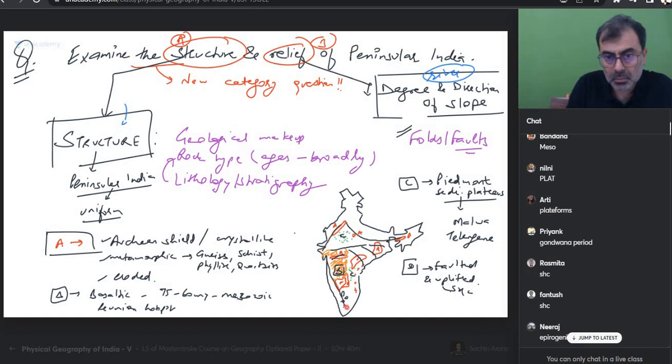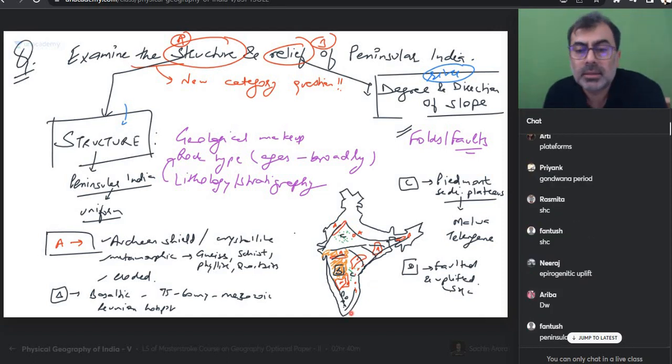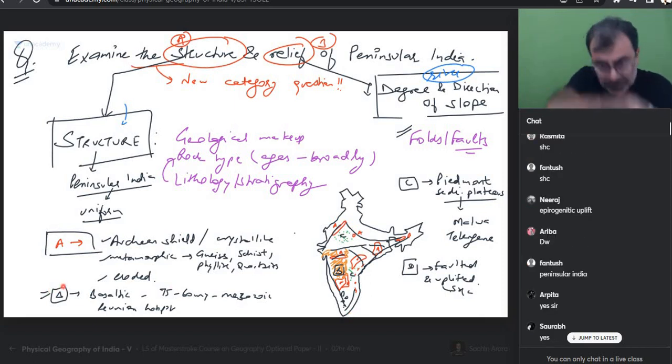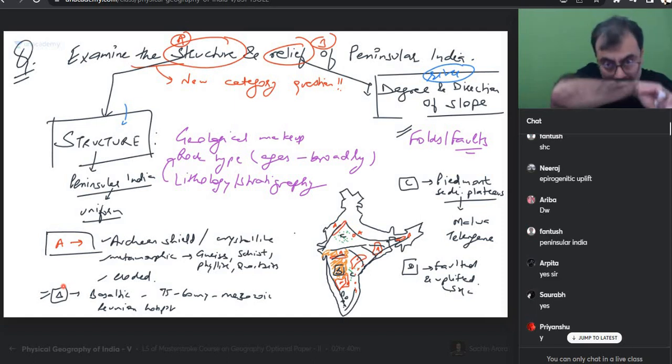Everyone, have I talked about the peninsula? Its structure, where is it faulting, where it is uplifting, where are piedmonts, where are shields, where are basalt, everything. Done. अब क्या करना है? स्लोप कैसे पता चलती है? How do we get the slope?